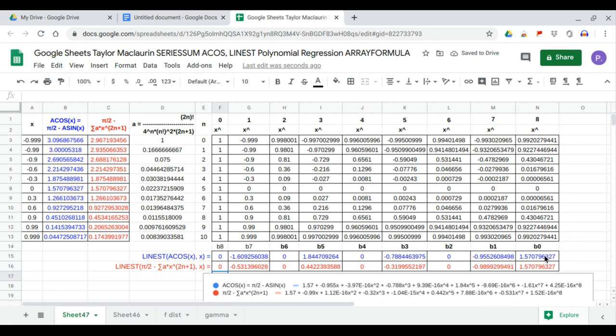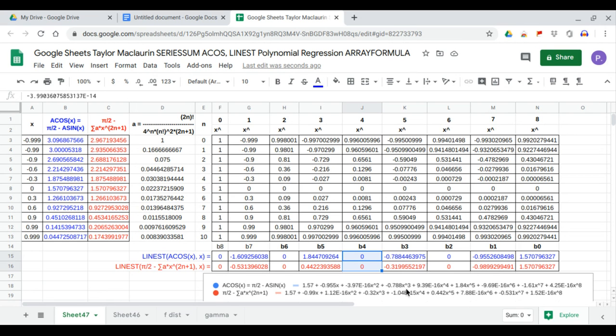Our B0, 1.57 matched to our trend line equation. B1, negative 0.955, negative 0.9899. They also match to the LINEST equation. B2 is 0. That's because this is very small. 3.97 times 10 to the minus 16. That's already 0. Negative, there's 1.12 times 10 to the minus 16. That's already 0. Our B3, negative 0.788 and negative 0.32. So they're the same. They match to our LINEST equation.